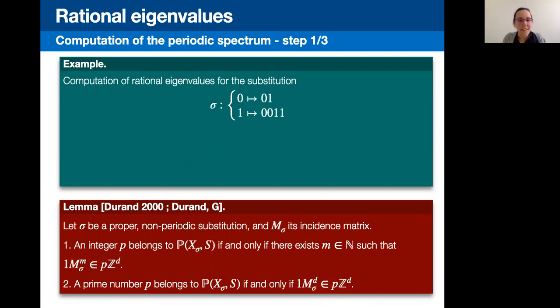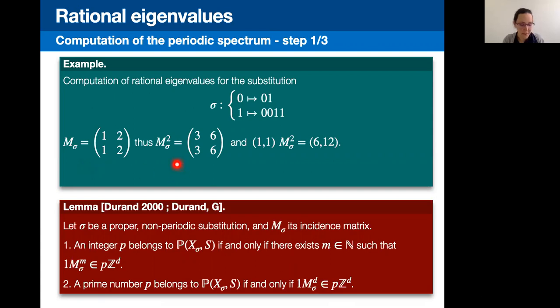So let's do it. We compute M sigma squared. Here, M sigma is given by the count of each letter in sigma of zero for the first column. So we have 1, 0, 1, 1. And for the second column, we compute the number of letters in sigma of one. We have 2, 0, and 2, 1s. And if we left multiply the matrix sigma squared by 1, 1, we obtain the vector 6, 12. That means that sigma squared of 0 has length 6 and sigma squared of 1 has length 12.